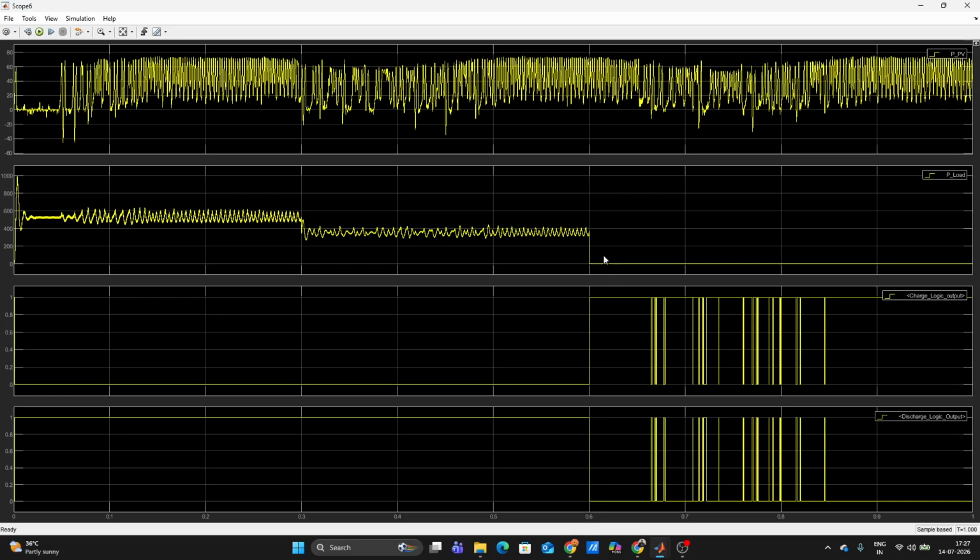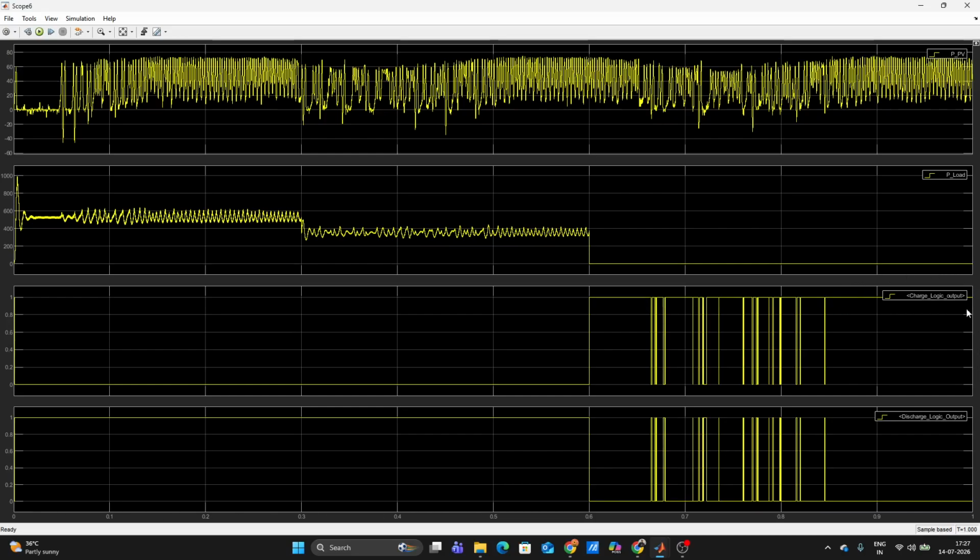Look, after 0.6 seconds, P load is 0. Okay, load is 0, meaning we don't have load, but we have PV power. So the battery will charge. This one is the S1 switch, the charge logic. This one is the discharge logic. Look, charge logic is at 1. There are some spikes; you can ignore those. And the discharge logic is at 0.